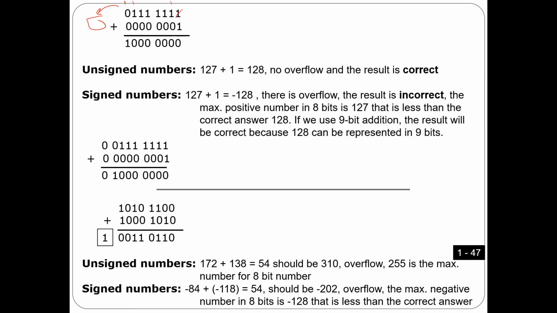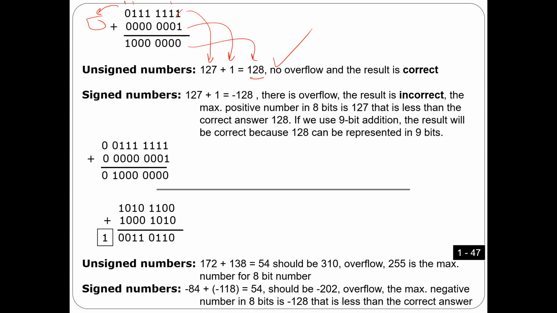Okay, let's check. I don't believe you. Okay, you don't believe me. Let's check. If the answer is correct, then there is no overflow. Very simple. That's what I did. Here I converted the first one. It was 127. I converted this one. It was 1. This one, 128. Okay, it's correct. So no overflow. I know without conversion, because there is no carry. Right?